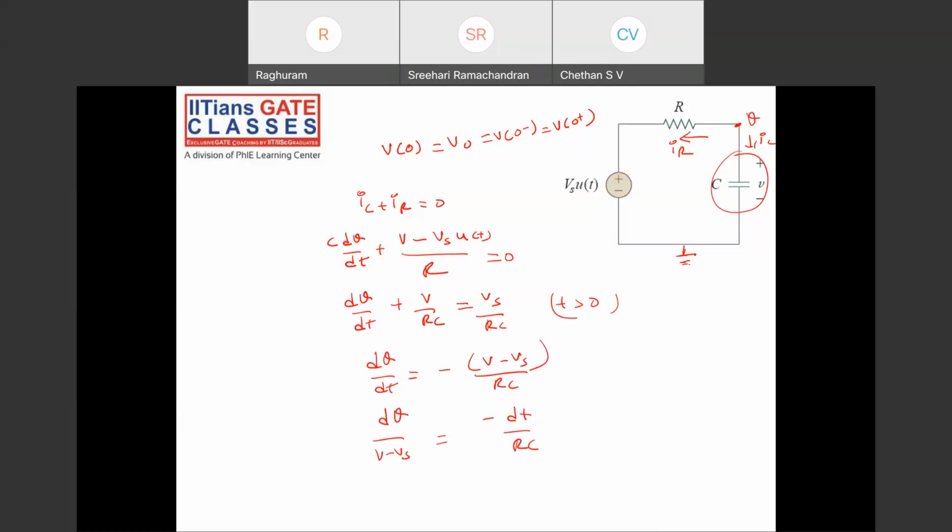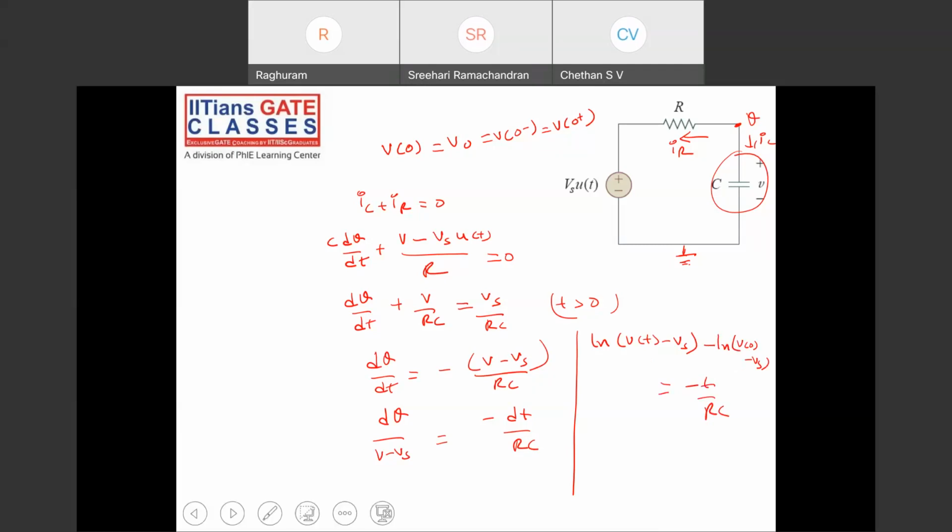Integrating both sides and having initial conditions, what will I get? Log V of t minus Vs minus log V of 0 minus Vs is equal to minus t by RC.